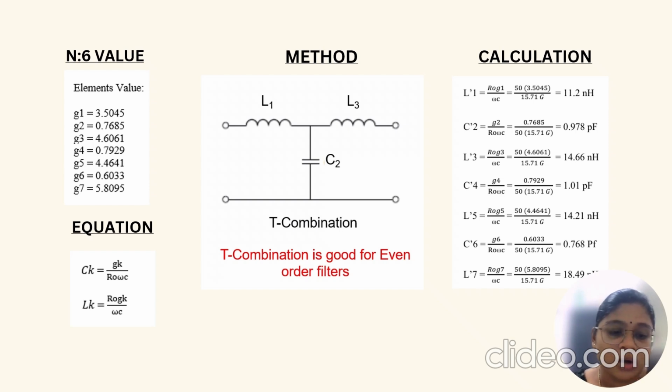The equations provided show how the inductance and capacitance values are derived using normalized coefficients. On the right, I have shown the step-by-step calculation for each component, resulting in the physical values needed for implementation. These values include inductors ranging from 11.2 nH to 18.49 nH, and capacitor values from 0.78 pF to 0.768 pF, which will be used to build the filter circuit according to the desired specifications.